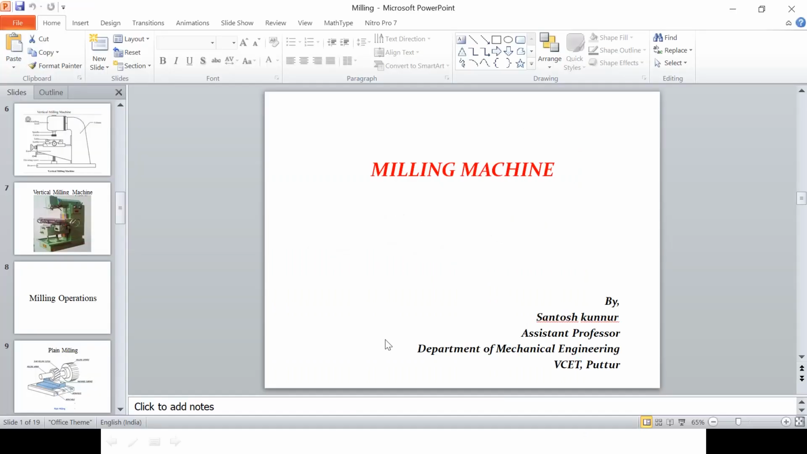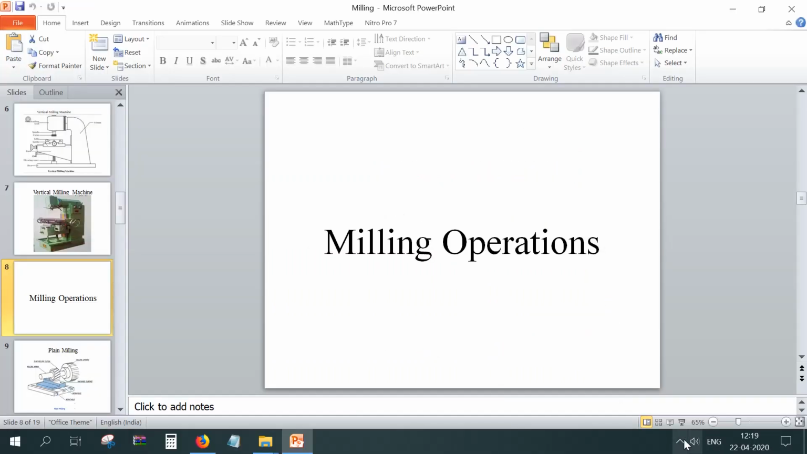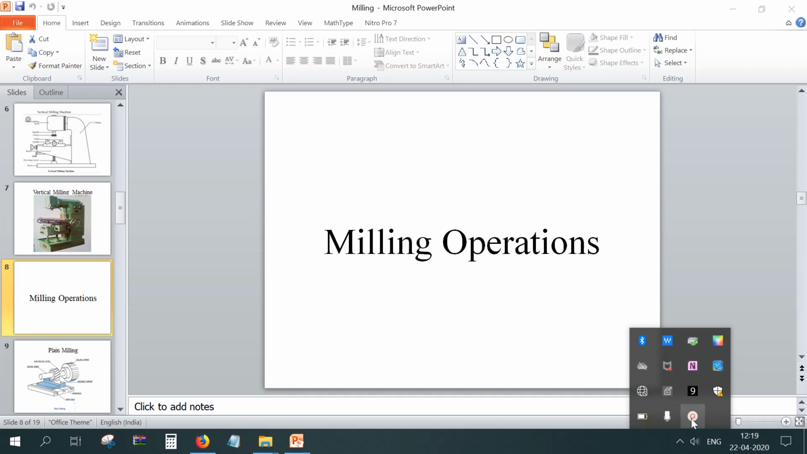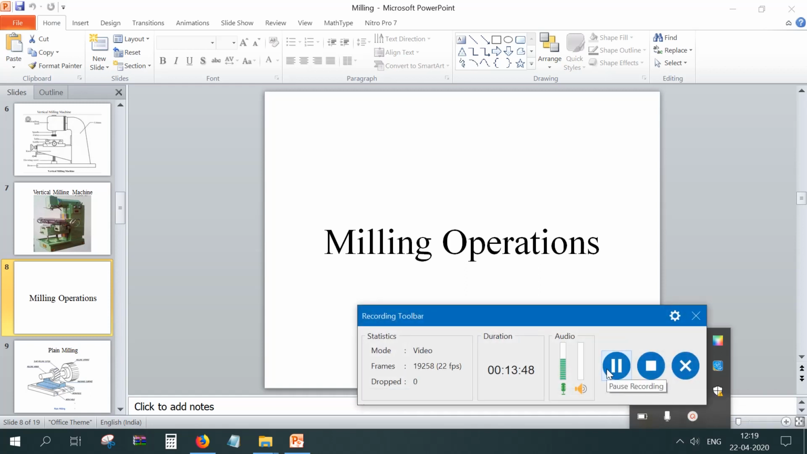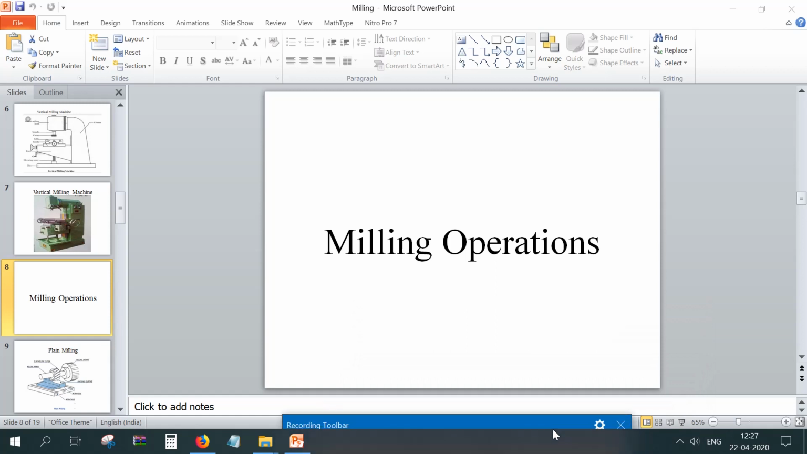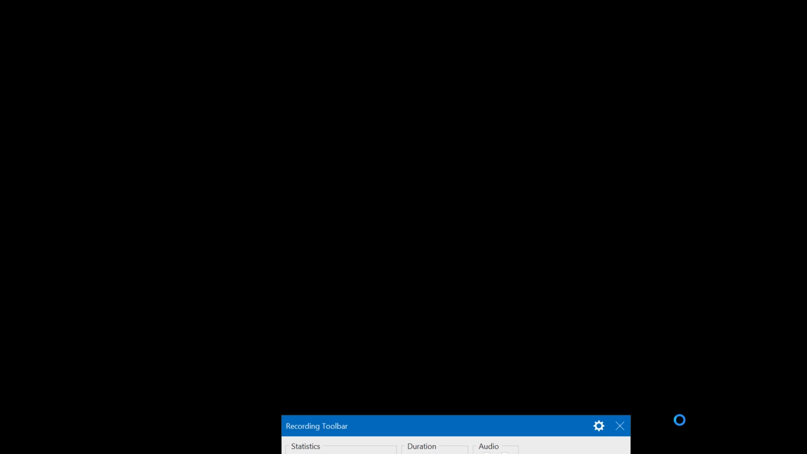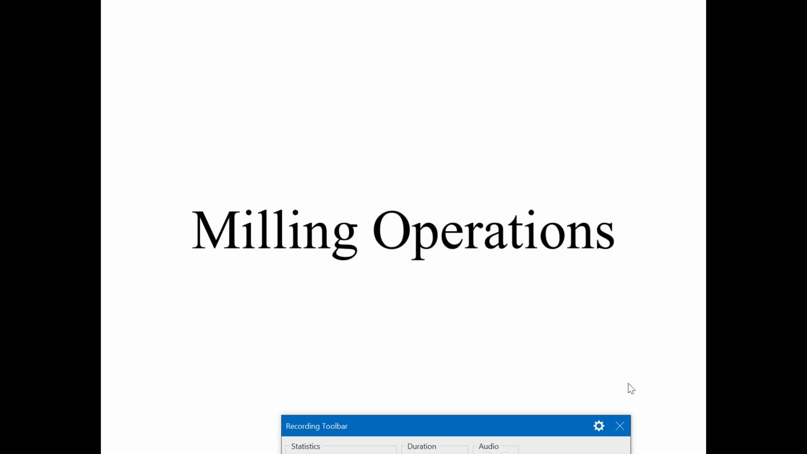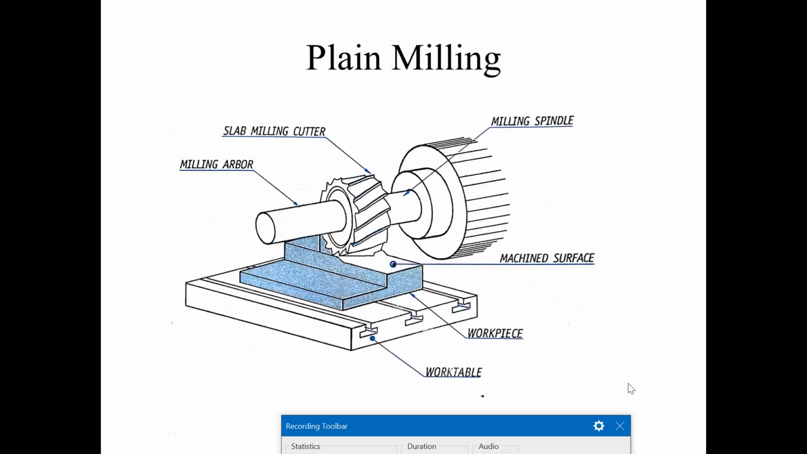Next, we need to explain about the milling operations. In the milling operation, next we are going to discuss the types of milling operation. That can be clearly explained here. There are various types of milling operations we can expect. The first one is the plain milling operation.